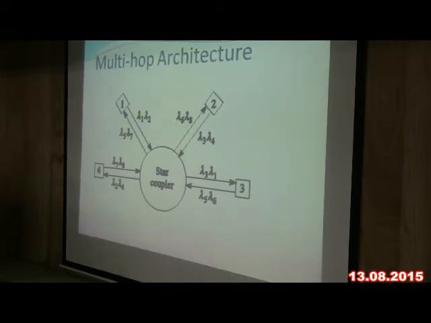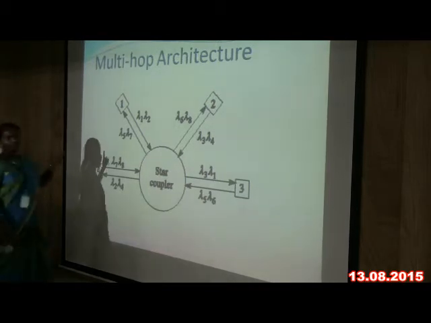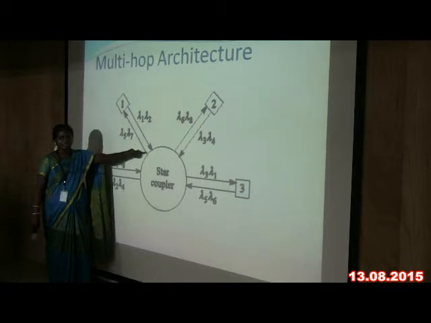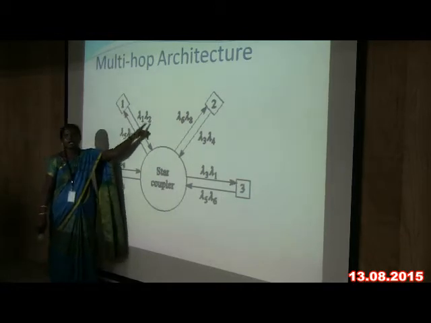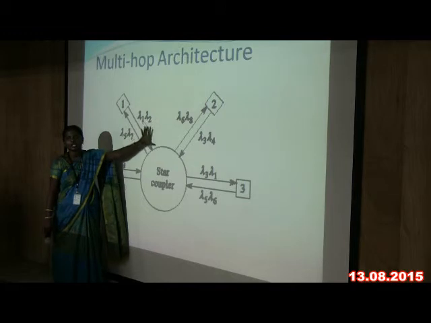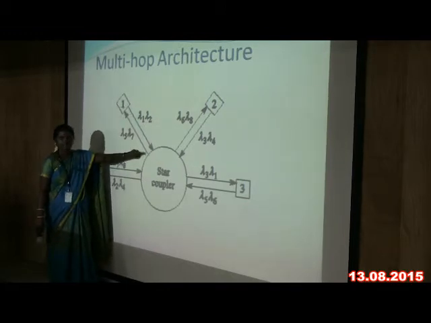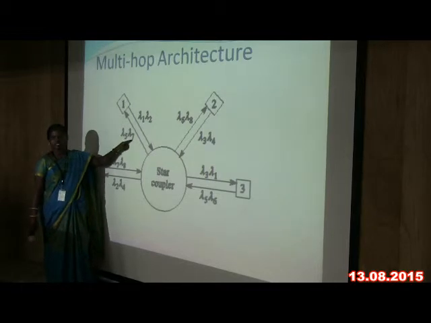Here, each node transmits a fixed wavelength. That is, for node 1, each node transmits a fixed wavelength and receives a fixed wavelength. Here, node 1 transmits wavelengths lambda 1 and lambda 2. Here, two wavelengths are used for node 1. And it also receives wavelengths lambda 5 and lambda 7.